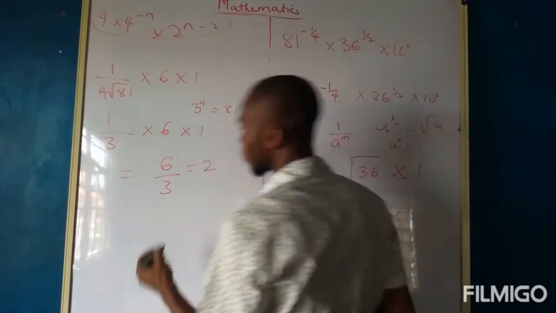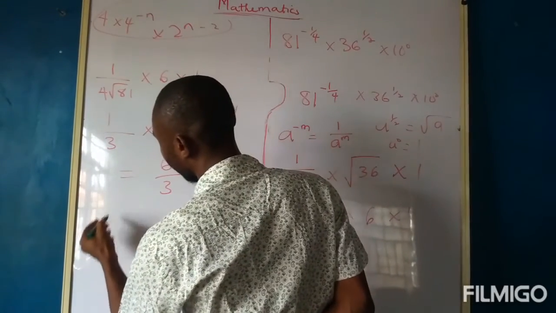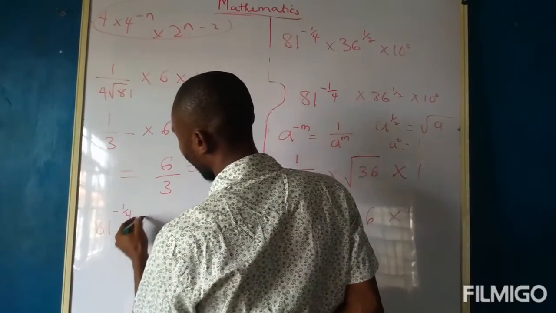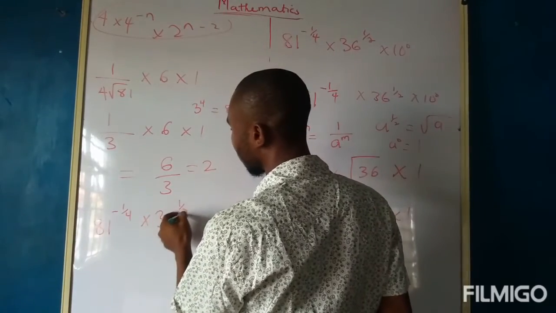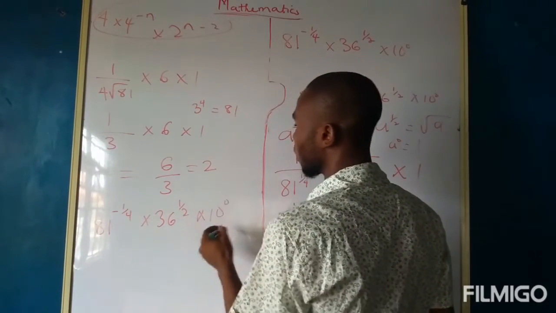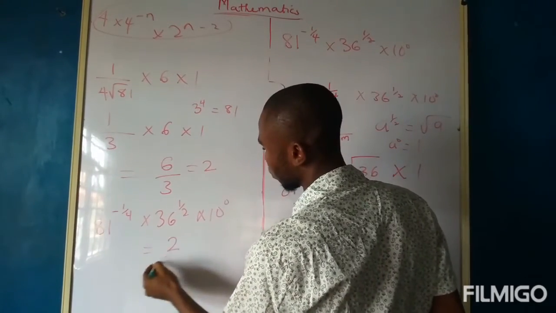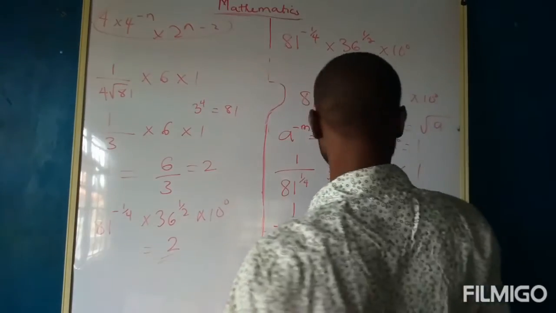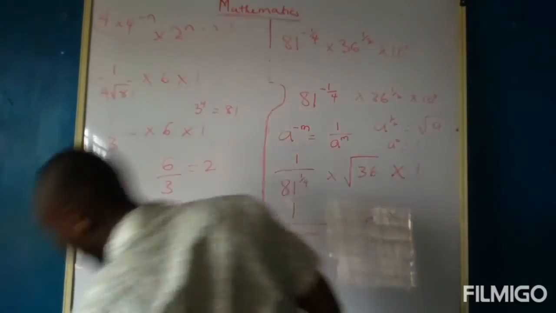Therefore, the solution to this question is 81 raised to minus 1 over 4 multiplied by 36 raised to 1 over 2 multiplied by 10 raised to 0 is equal to 2. Now, let's solve the last question.